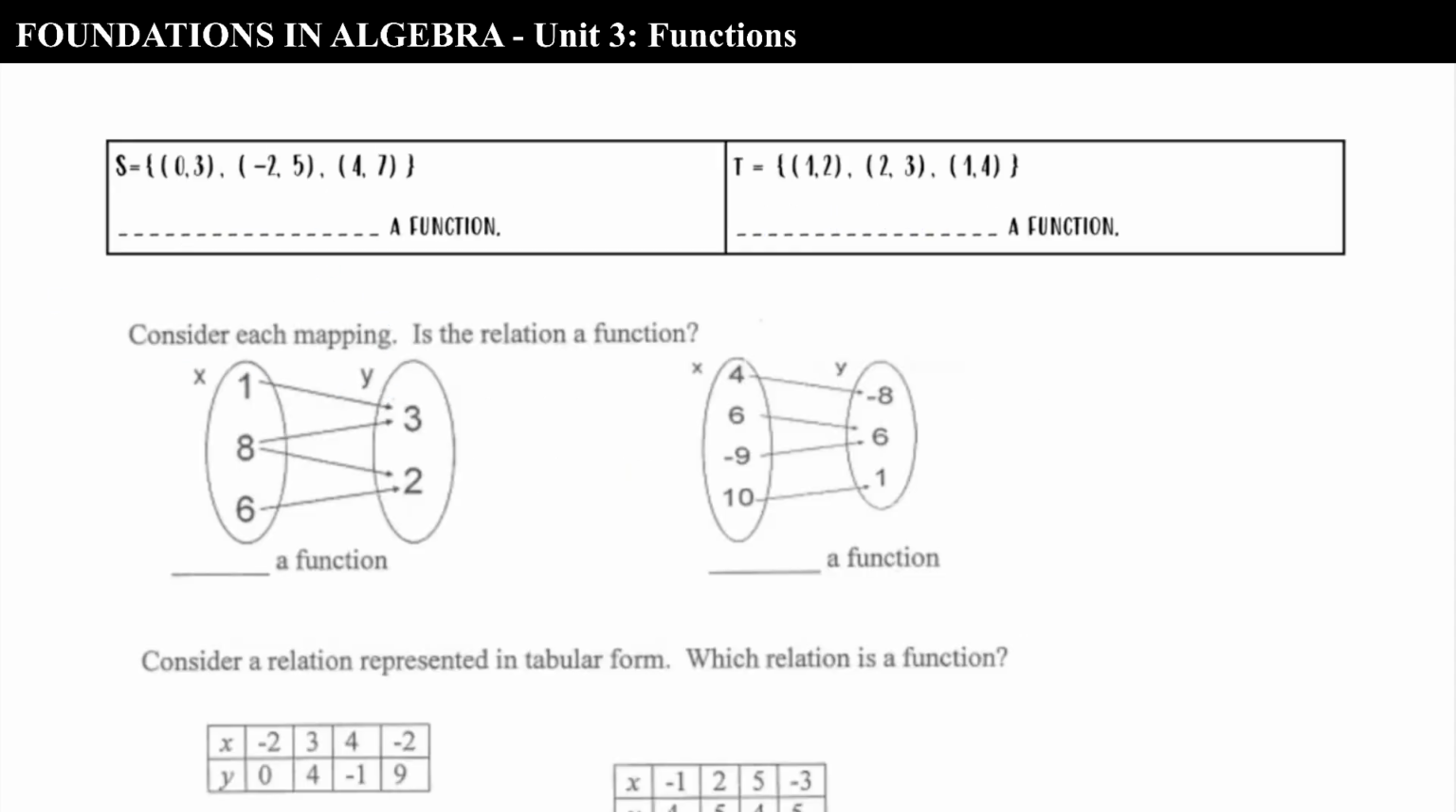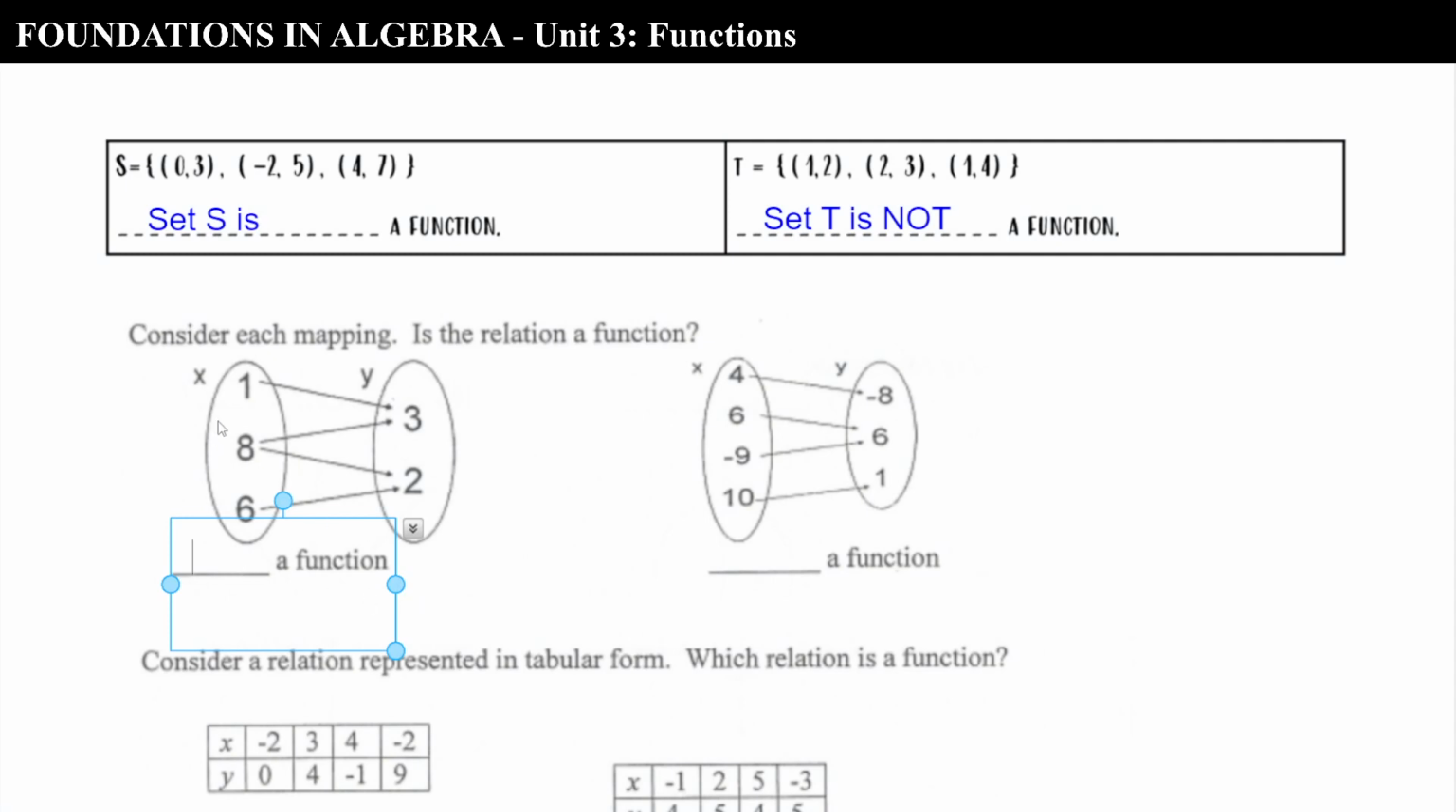So for this one, since we have no x values repeating, we can say set S is a function. For t, we have the x value repeating. The value 1 repeats, so we can say that set t is not a function.